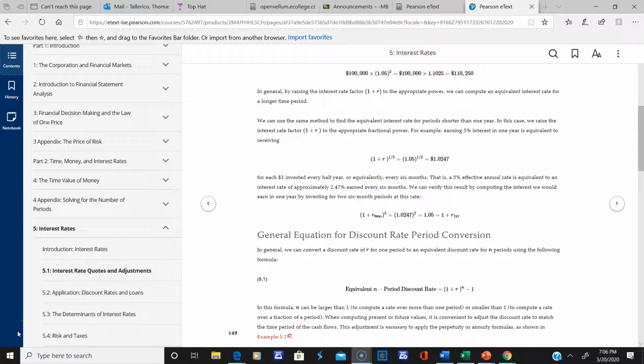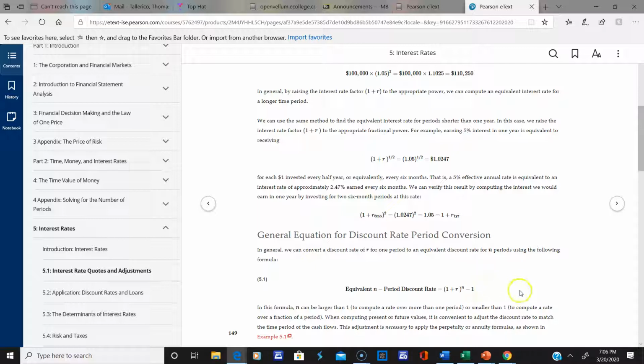Hello, it's me again. With regard to that homework problem I just sent you, this is the equation to calculate the equivalent rate over multiple periods. This was equation 5.1. This is the way I got that 50.6% over 7 years.